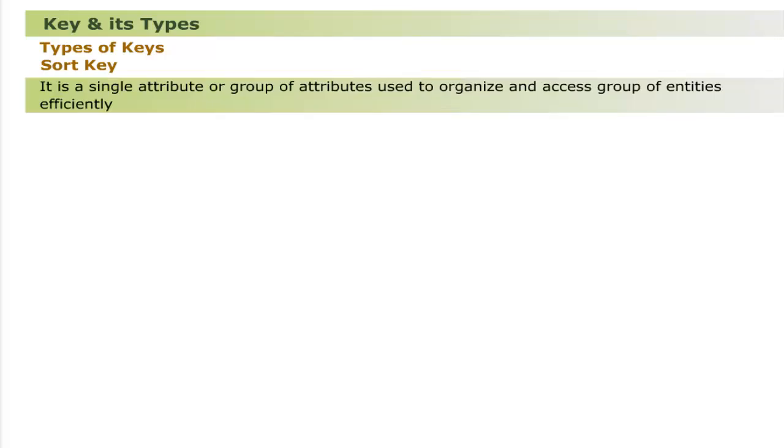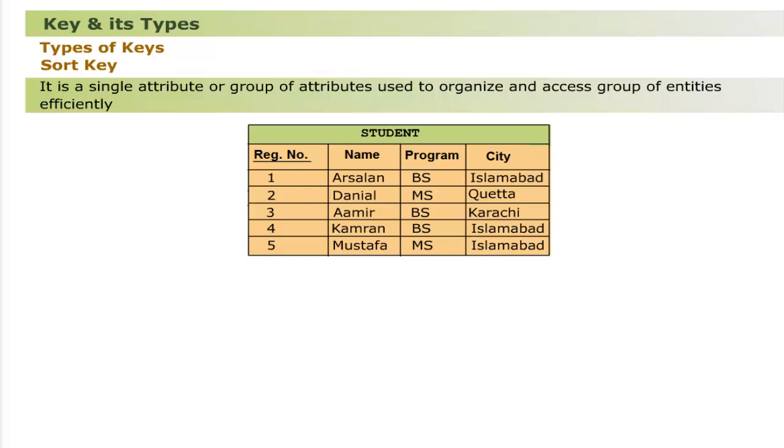Sort key. It is a single attribute or group of attributes used to organize and access group of entities efficiently. Consider the example as shown. If it is required to access all students belonging to Islamabad, the search is started from first entity and continues sequentially till the end of entities. All the entities matching the criteria are accessed. It takes long time and all the entities must be read and compared against the desired access.